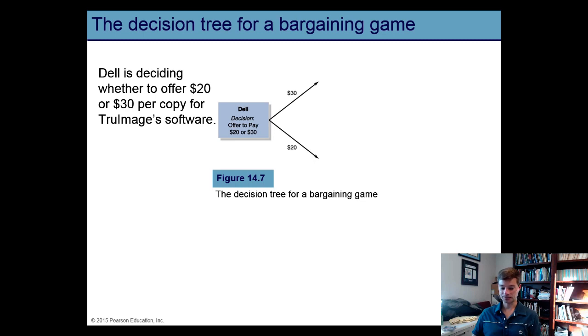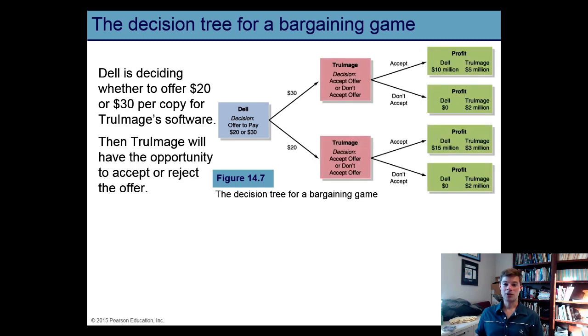and this means that the outcome for the sequential move game will be the first green box. Okay, in a second game, let's suppose that Dell must offer Trulmaj either $20 or $30 for Trulmaj's software, and then Trulmaj moves second by either accepting or not accepting the offer. If Dell offers $30, then Trulmaj will accept because 5 million is better than 2 million, and Dell's profits will be 10 million. Dell, however, could offer $20.